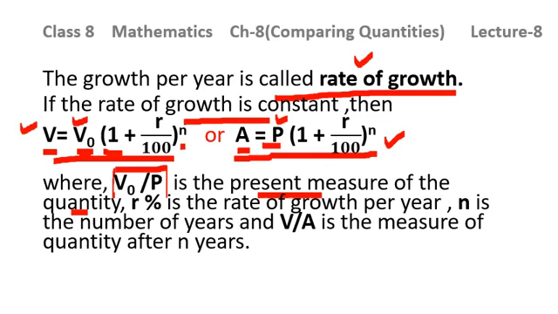If we need to find the rate of growth, and if it is constant, then we need to use either the formula V is equal to V naught (1 plus R over 100) raised to the power n, or amount is equal to principal (1 plus R over 100) raised to the power n, where V naught or P, which are at the same place, both represent the present measure of a quantity. R percent, what does it represent? Rate of growth per year. n is the number of years, and V or A, both are at the same place and they represent the measure of the quantity after n years.